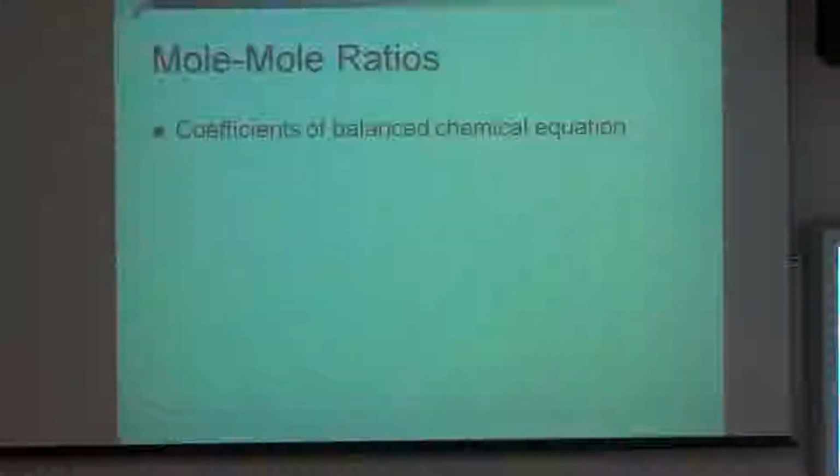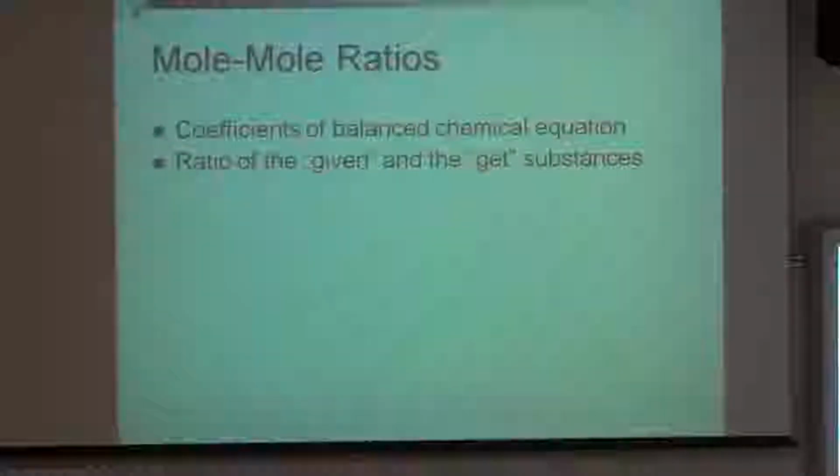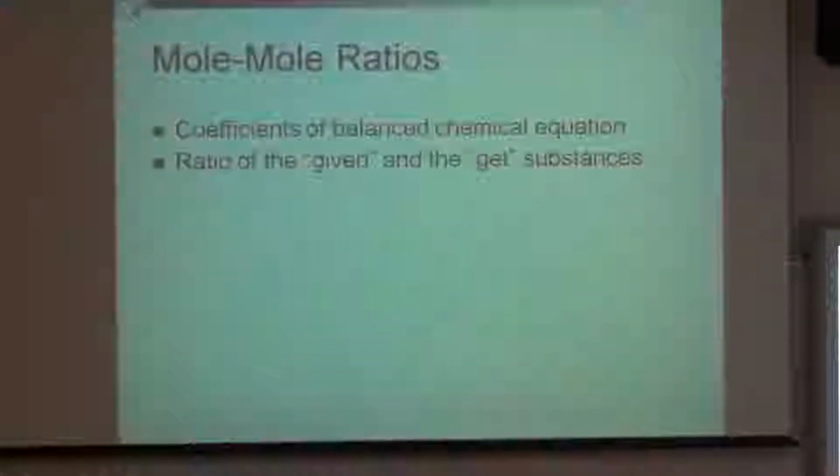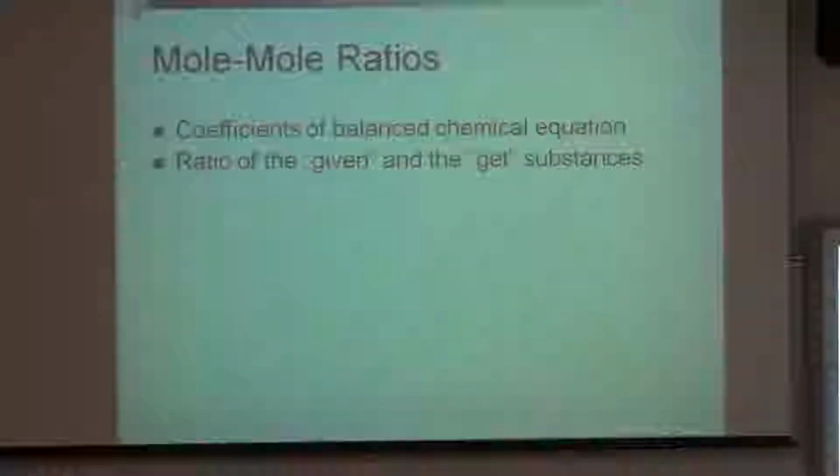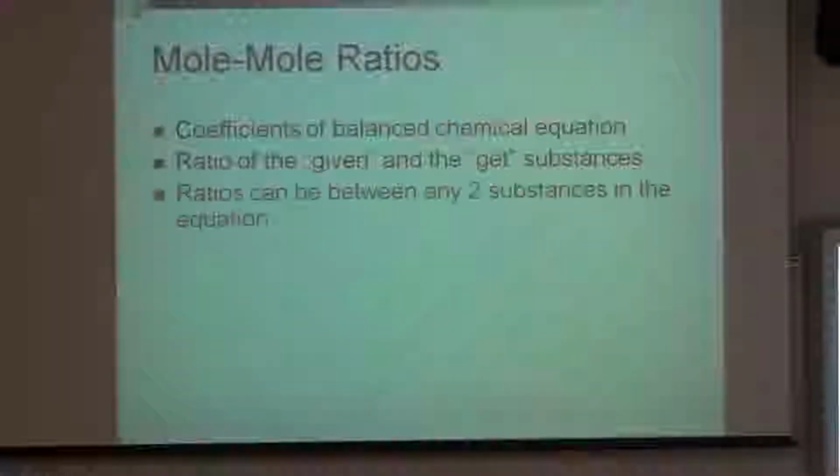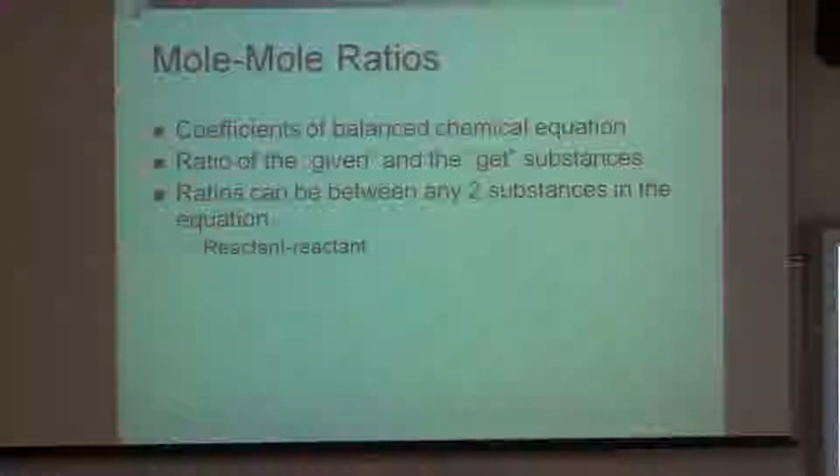So a couple of simple examples here. Again, I don't have a spot for notes here. This is just stuff that you should know. The coefficients of the balanced chemical equation are what give you your mole-to-mole ratios. That tells you that you need 2 hydrogens for every 1 oxygen, or 2 hydrogens to produce every 2 waters. Those are your givens and your gets. If you know this, can you find that?